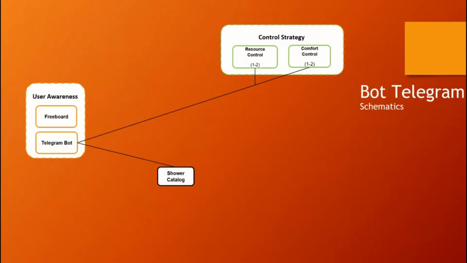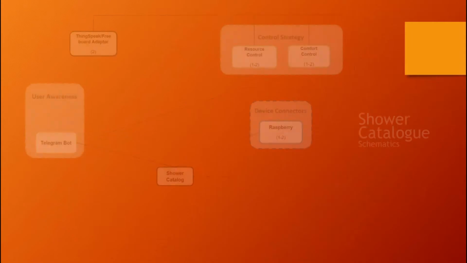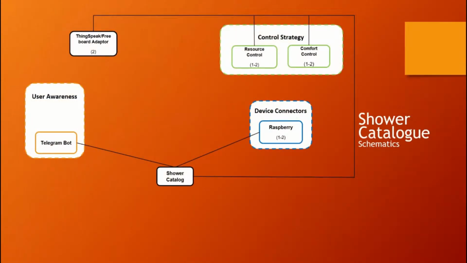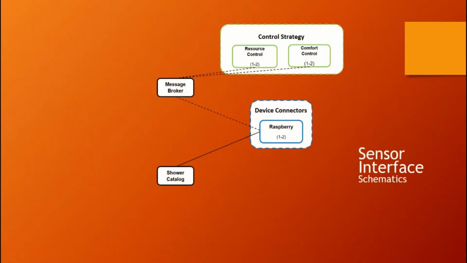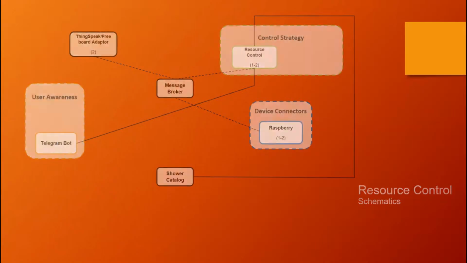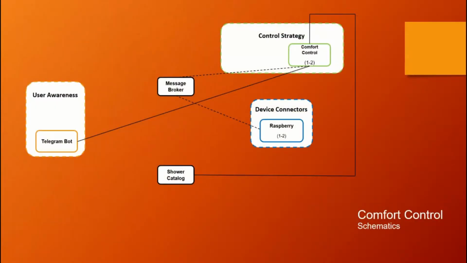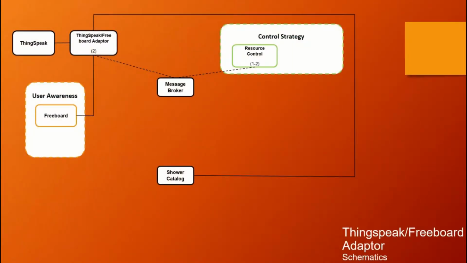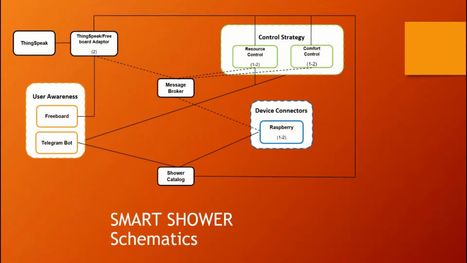The Telegram bot, which is the main user interface. The shower catalog, whose aim is to set up the network. The sensor interface, which is formed by a Raspberry Pi and an Arduino, working to connect the sensors to the network. Resource control is the microservice in charge of sensing consumptions. Comfort control provides control for user awareness. The ThingSpeak and Freeboard adapter works to convert and send data to cloud services and Freeboard. Altogether, they form the Smart Shower project. Let's see each of them in detail.